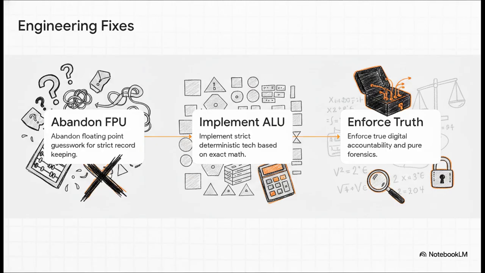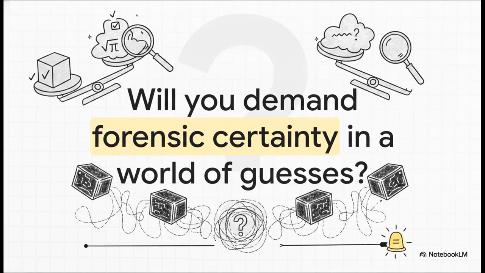The analysis lays out a pretty clear roadmap for this. Step 1, we have to fundamentally abandon that FPU guesswork for anything requiring strict record-keeping. Step 2, implement strict ALU deterministic tech. We need to get back to building text-based exact mathematical systems where the foundation is totally rock solid. Step 3, enforce true digital accountability. By doing all this, we can rebuild our digital infrastructure so it actually mirrors the life-saving accountability of the aviation black box. We can finally move away from a world of blurry mass surveillance and toward a world of pure, undeniable forensics.